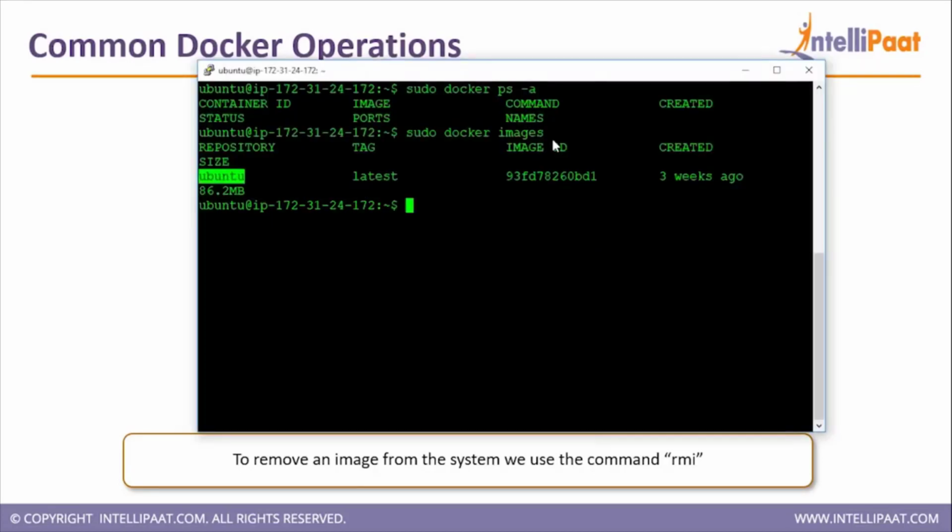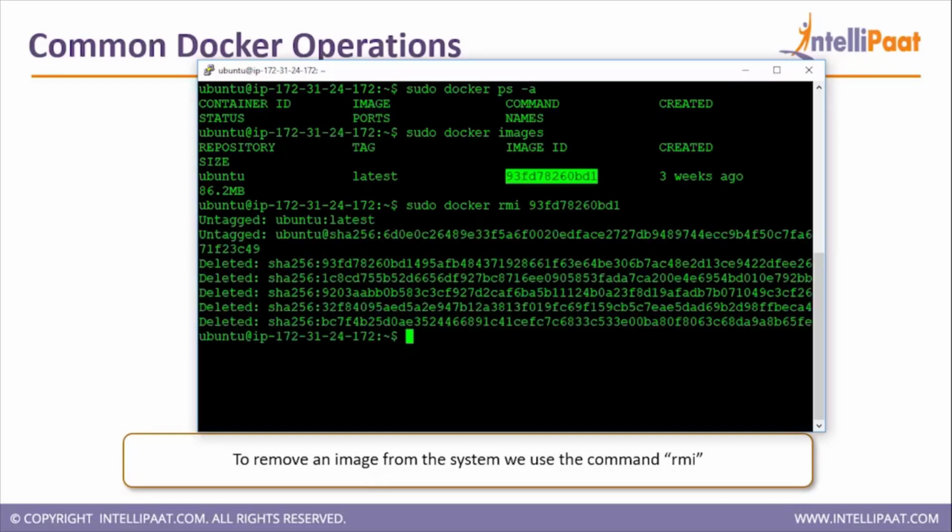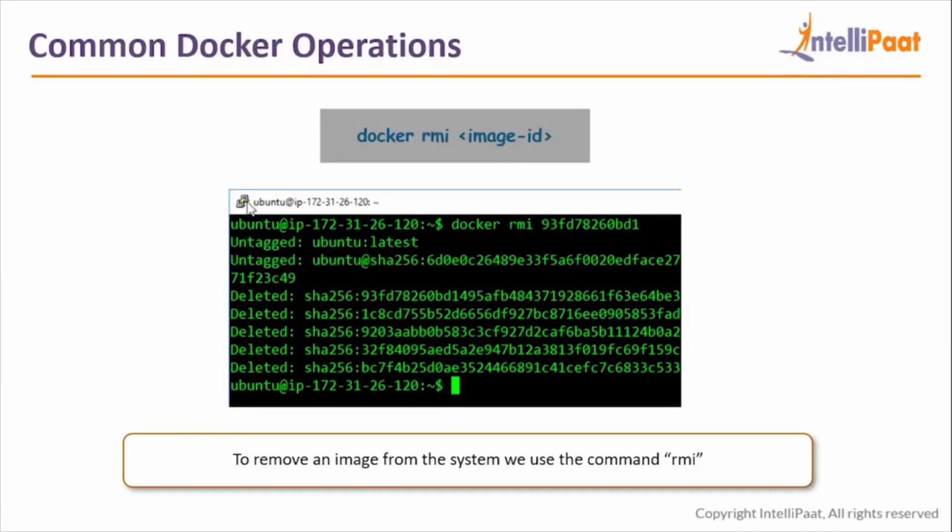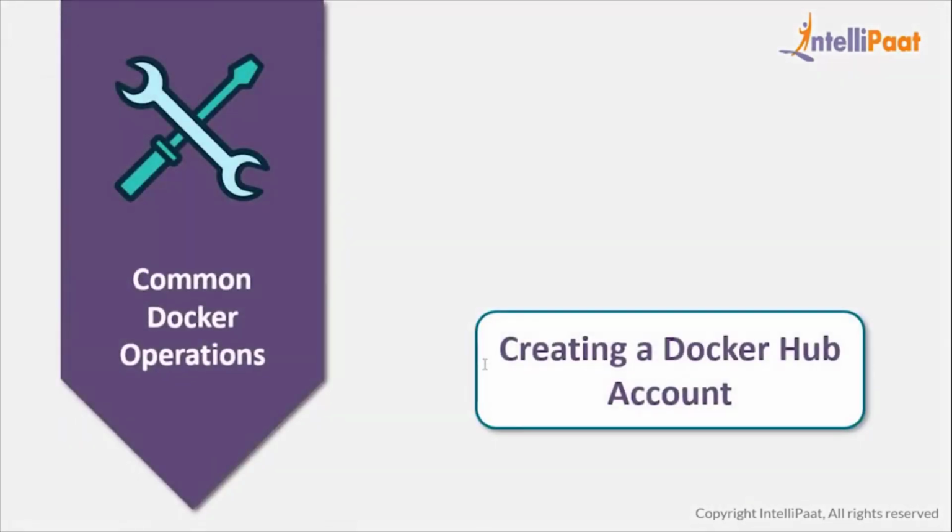So if I want to remove this, all I have to do is type in sudo docker rm. So rm was to remove the container. If you want to remove the image, just type in i as well in front of the rm command, and then the image ID, which is this. Pass in this, hit enter, and this would delete the image from your system. So if you do a sudo docker images now, you can see that the image is not present in the system anymore. All right, so this is how you can remove an image from your system.